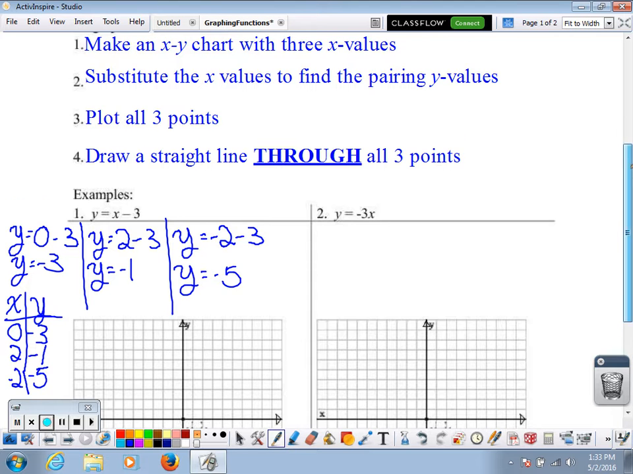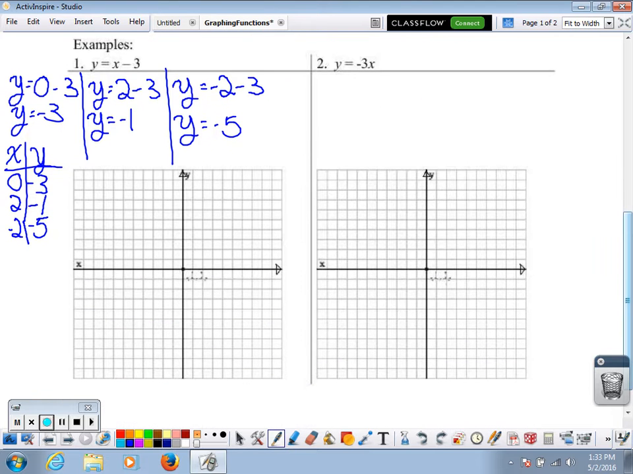Now, like I said, guys, we're going to have to fit 2 graphs on the front, 3 on the back. So space them accordingly. Okay, and let's plot 0, negative 3. So 0, negative 3 means no steps left and right, 3 steps down. 2, negative 1 means 2 to the right and 1 down. And then negative 2, negative 5 means 2 steps to the left and 5 steps down.